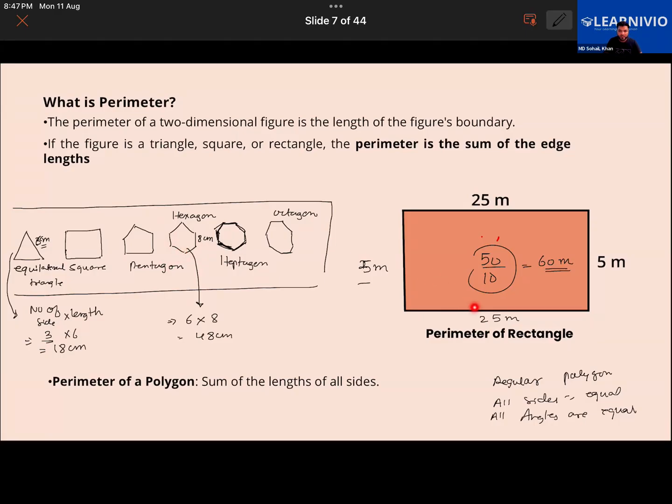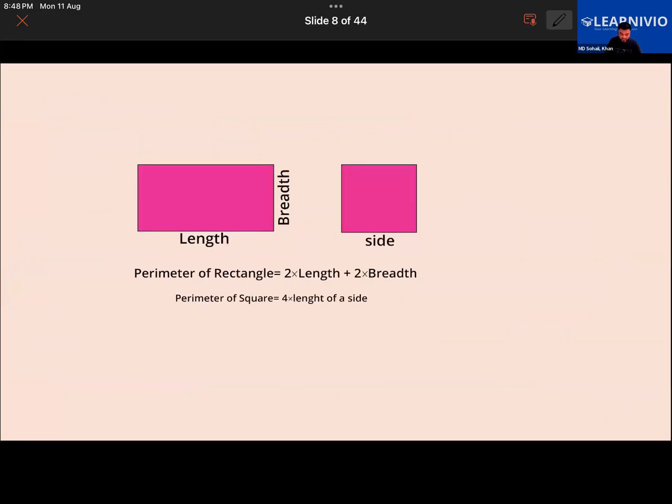Can we call a rectangle a polygon or not? It's a polygon, but it's an irregular polygon. Its sides are not equal, so it's not a regular polygon, but it's a polygon. For calculation of the perimeter of the rectangle, we have the formula 2 times length plus 2 times breadth. Or simply, it can be written as 2 multiplied by length plus breadth. That's the formula for it.